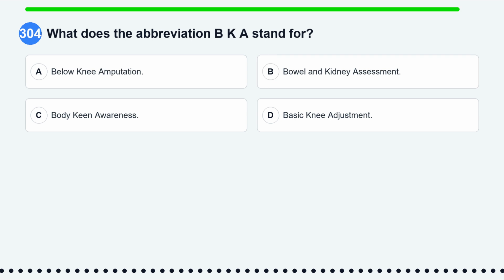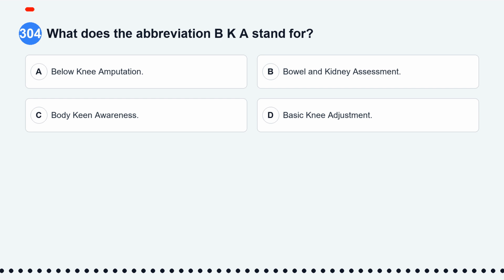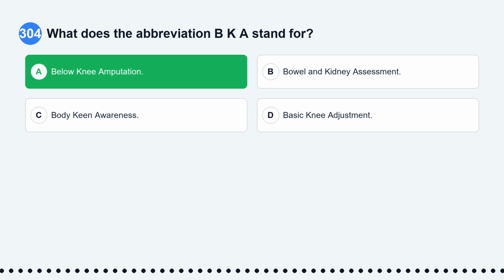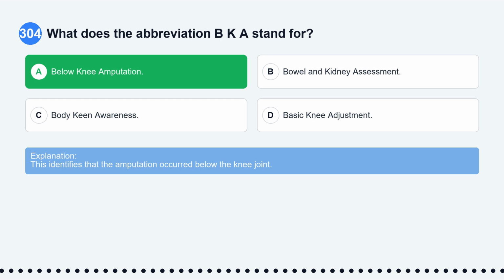Question 304. What does the abbreviation BKA stand for? Option A, below knee amputation. Option B, bowel and kidney assessment. Option C, body keen awareness. Option D, basic knee adjustment. The correct answer is option A, below knee amputation. This identifies that the amputation occurred below the knee joint.